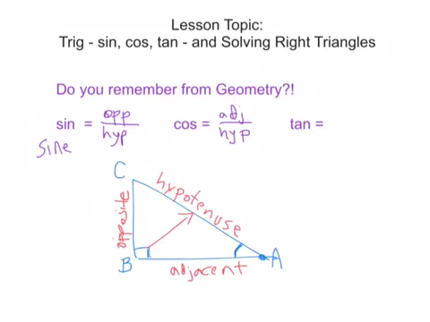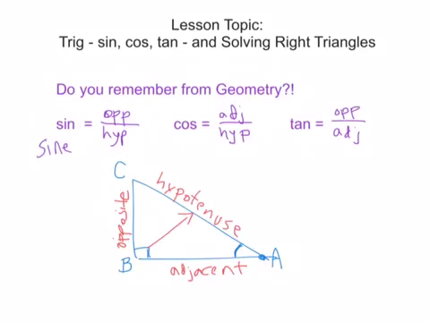Lastly, we have tangent. Tangent is the opposite side divided by the adjacent side. Opposite over adjacent. So again, based on angle A, right here, the opposite would be this side over the adjacent side, which is this. Notice in tangent, we do not use the hypotenuse.